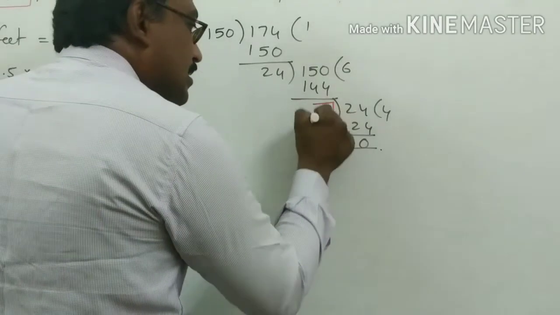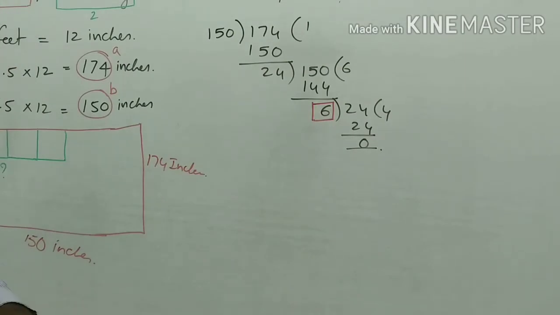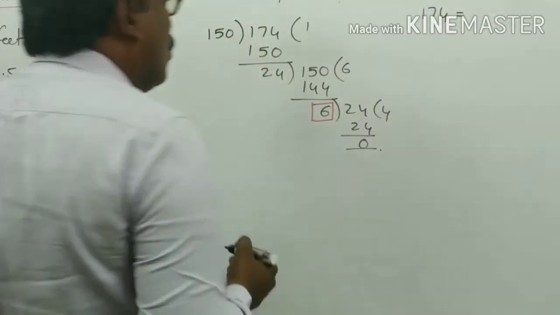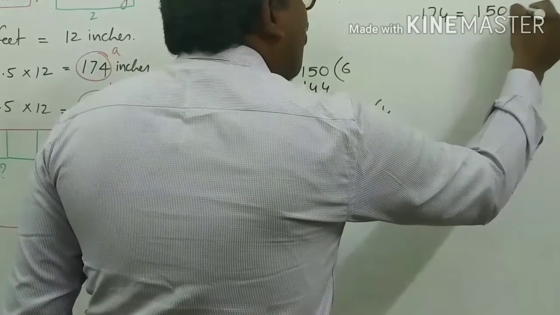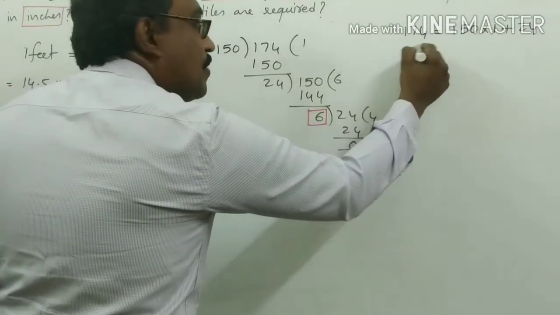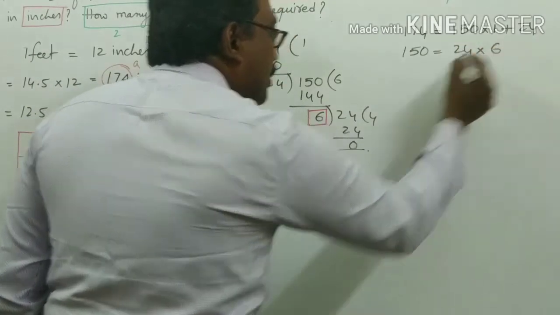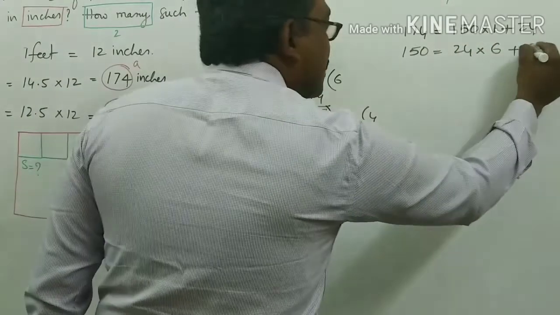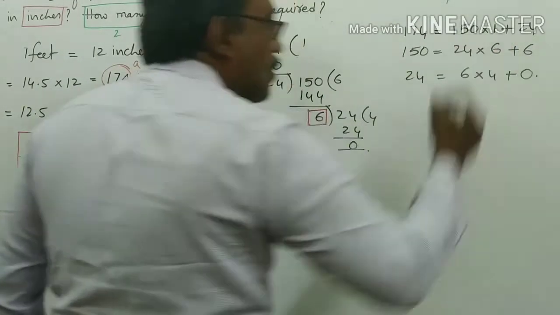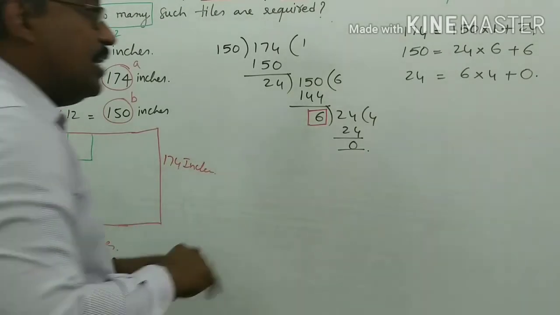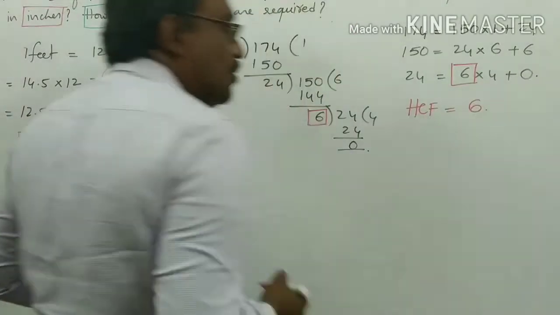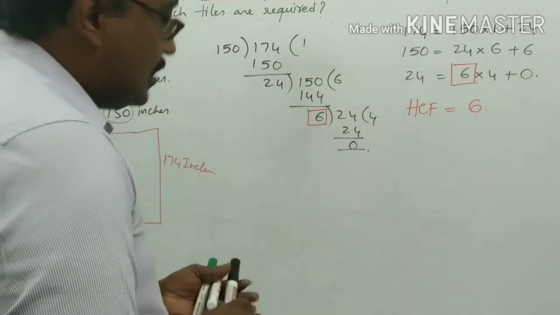With which step did I get 0? With 6. You need to write the Euclid's division algorithm. The first one is 174 equal to 150 into 1 plus remainder 24. Next, 150 is equal to 24 into 6 plus 6. Next, 24 is equal to 6 into 4. Remainder is 0. Therefore, HCF is 6. That is nothing but the size of a tile.